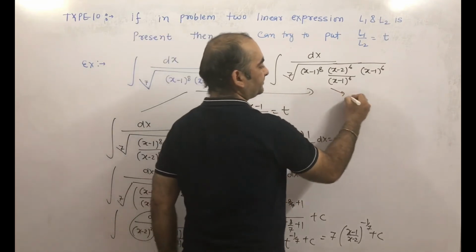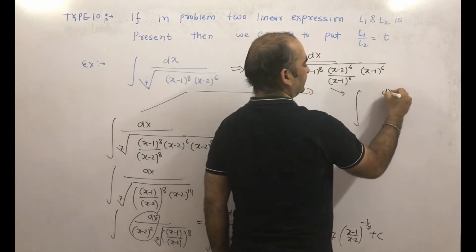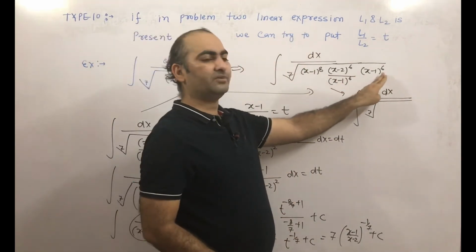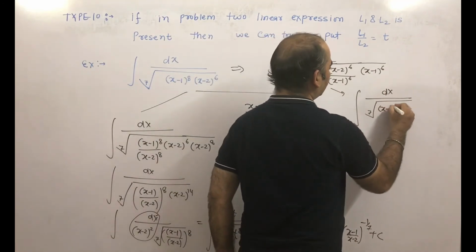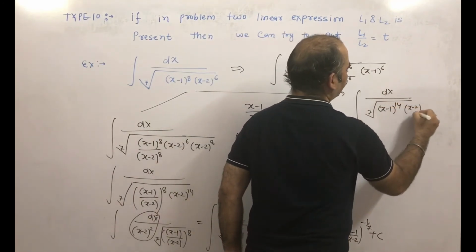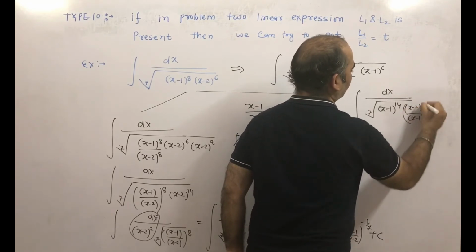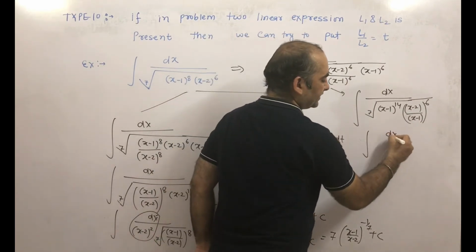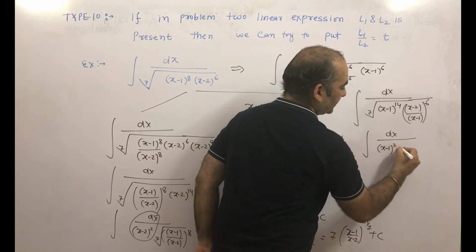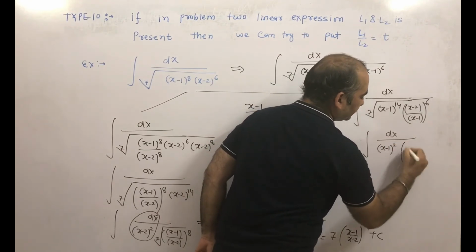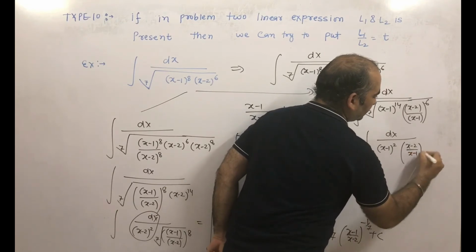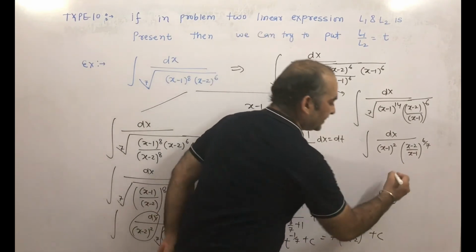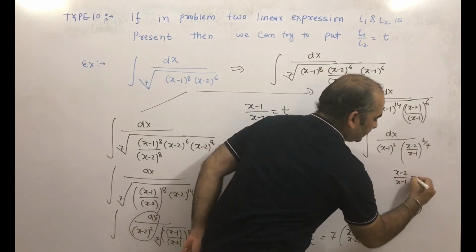So here we have integration of dx divided by 7th root of (x minus 1) to the power 8 into (x minus 1) to the power 6, which becomes (x minus 1) to the power 14 into ((x minus 2) divided by (x minus 1)) to the whole power 6. So we can write integration of dx divided by (x minus 1) whole square into the 7th root of ((x minus 2) divided by (x minus 1)) to the power 6 by 7. Here we will take x minus 2 divided by x minus 1 as t.